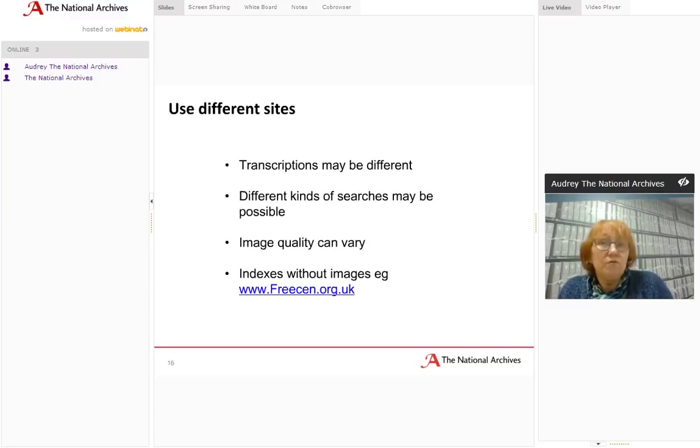And there are all sorts of other things that a site might do. It might just make its search forms a bit more user-friendly, or it might add a field that you can search on. So it's always worth just going back and having another look, just in case the functionality of the site has improved. And the other thing that you might spot is that the image quality can vary.